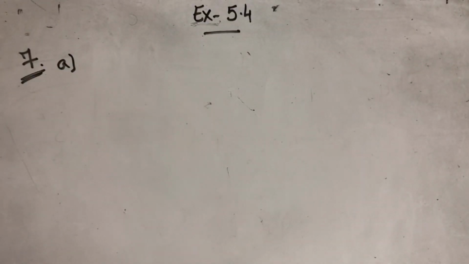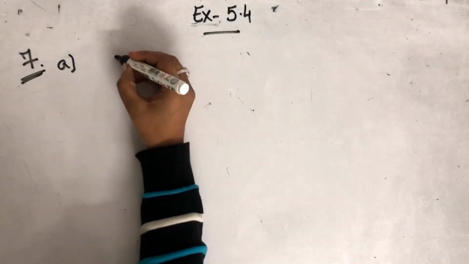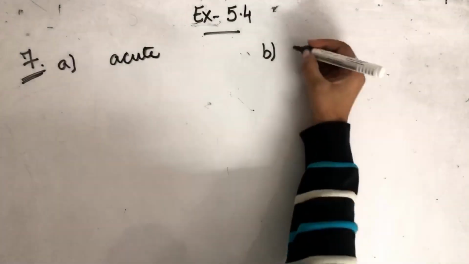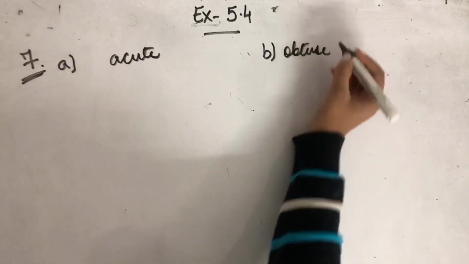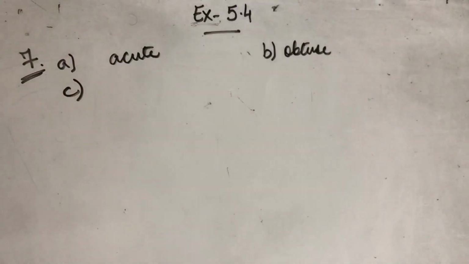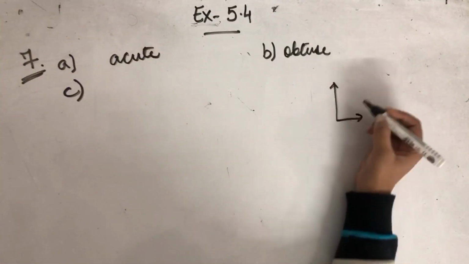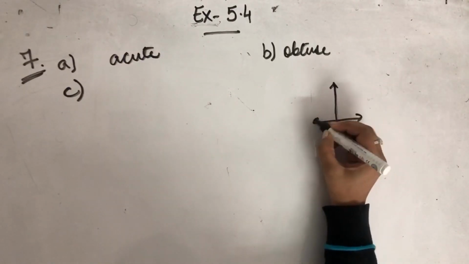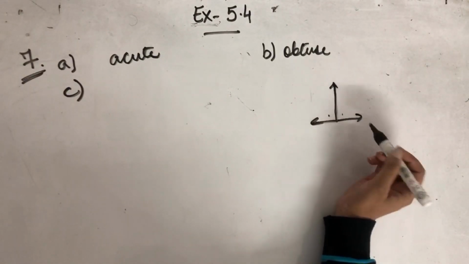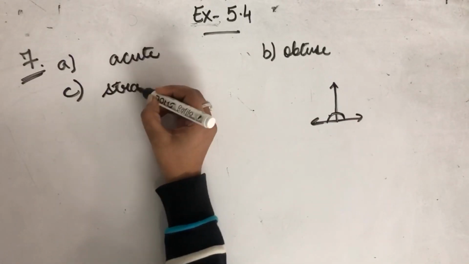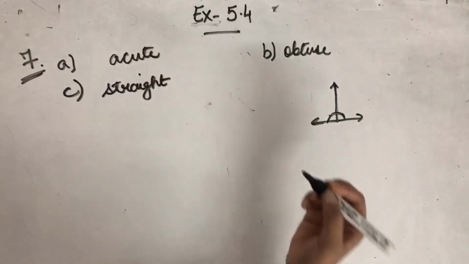7th question, A part. An angle whose measure is less than right angle. Less than right angle is acute angle. B part. Angle more than right angle is obtuse angle. C part. An angle whose measure is sum of 2 right angles. Now this is one right angle and this is another right angle. Sum of these 2 right angles will make a straight angle, that is 180 degree.